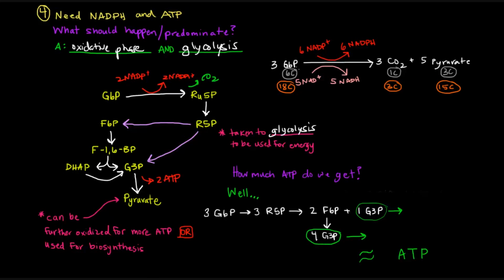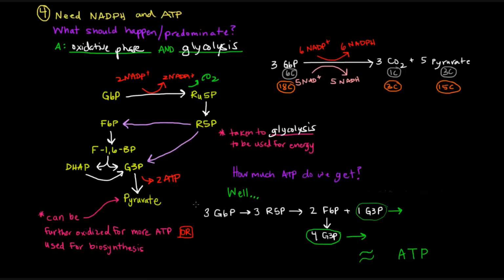So as far as the stoichiometry goes here, let's just imagine we have 3 glucose 6-phosphates, so that would be 18 carbons total. And we turn that into, if each one of these goes through, we get 6 NADPH, with 6 NADP pluses going in to make 6 NADPHs, 2 for each of the glucose 6-phosphates. And then we create 3 carbon dioxides, and we have 5 pyruvates. So if we ended up creating 5 pyruvates, that means we must have gotten 5 NADHs made. So we go from 18 carbons here to 18 carbons here.